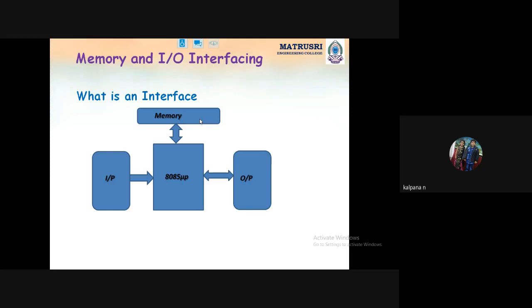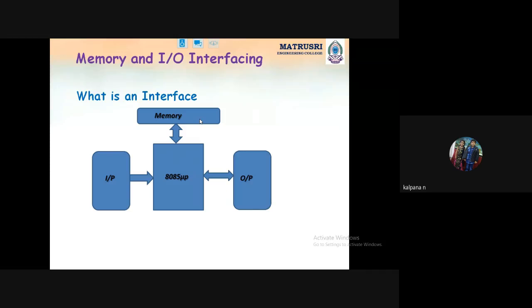Now understand what an interface is. An interface is a process of connecting external devices to the 8085. That process includes designing some circuit and writing some program also. Then only can we interface those devices with the processor and use the processor efficiently.